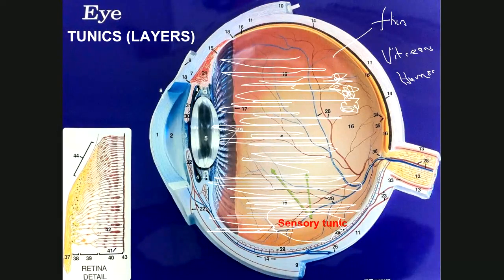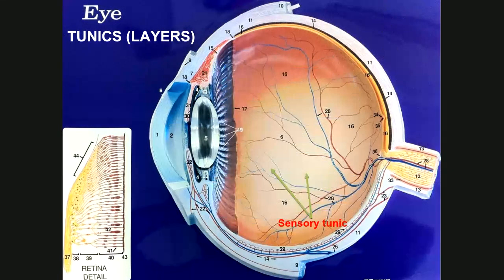And so if light hits that folded area, it's going to be distorted. You're going to have distorted vision. But let's look and see what that is. Well, what they did for you is they pulled out over here a blow up.